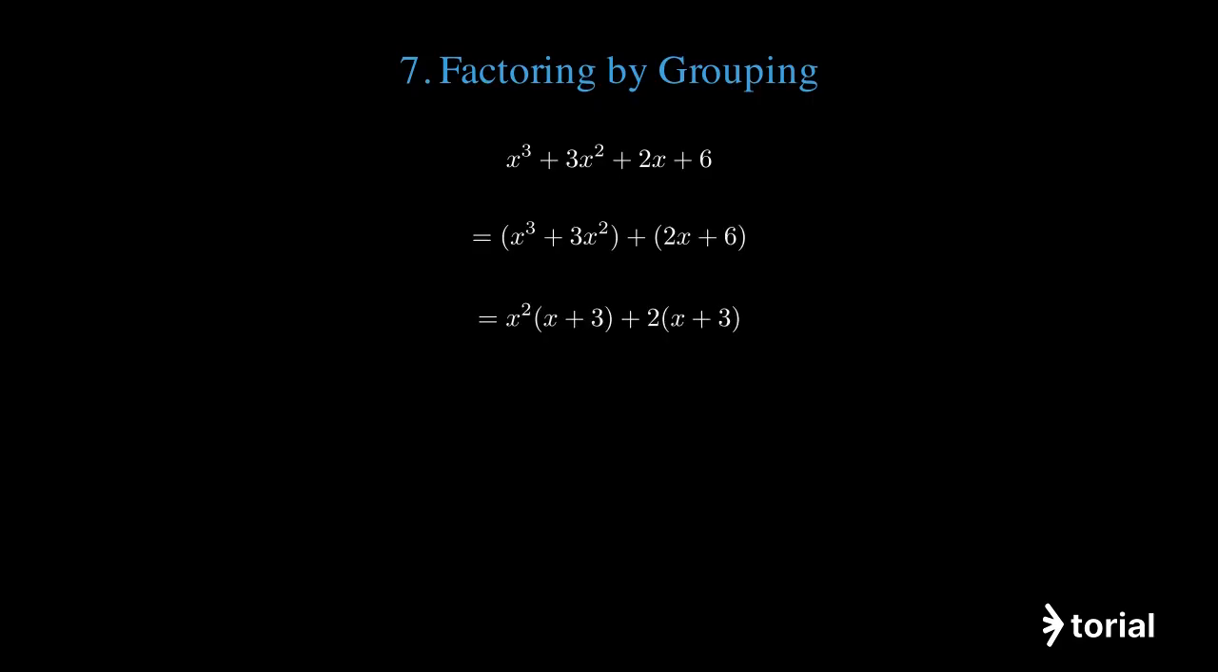For four-term polynomials, we use factoring by grouping. Consider x cubed plus 3x squared plus 2x plus 6. Group the first two terms and the last two terms. Factor each group: x squared times x plus 3, plus 2 times x plus 3. Factor out the common binomial x plus 3 to get x plus 3 times x squared plus 2.